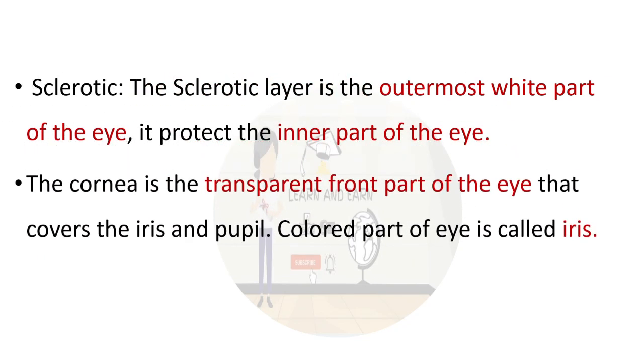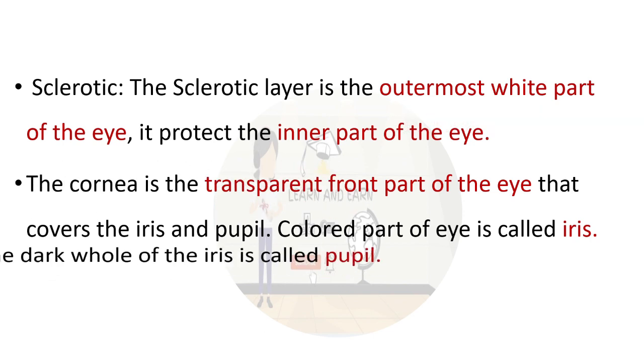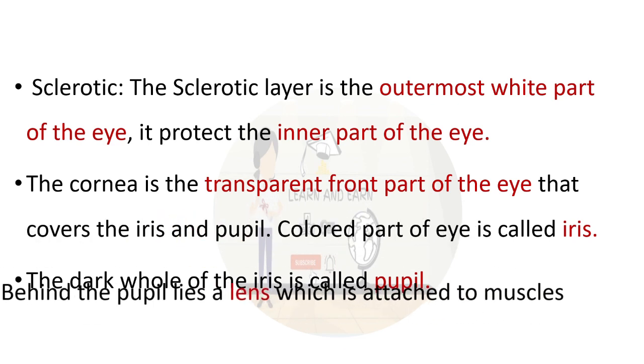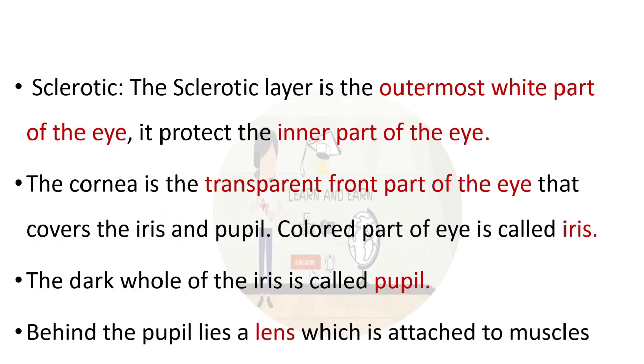The cornea is the transparent front part of the eye that covers the iris and pupil. The colored part of the eye is called iris. The dark hole of the iris is called pupil. Behind the pupil lies a lens which is attached to the muscles.